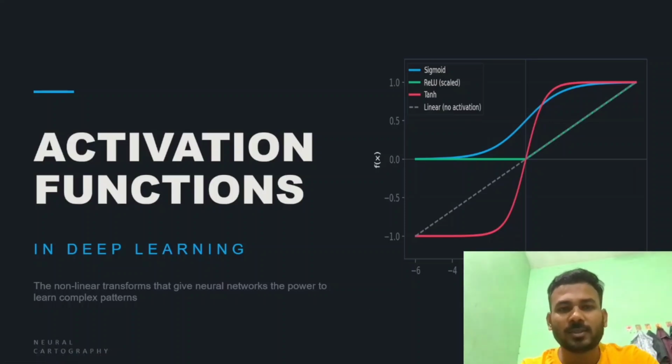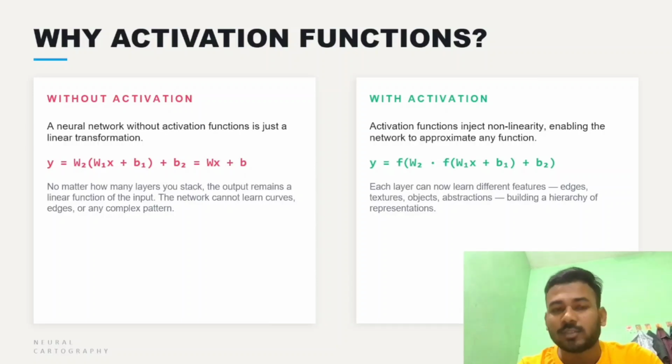So today in this video, we'll understand one of the basic and important concepts in deep learning. That is activation function. So let's understand what is activation function. In general terms, we can say that activation function gives the power to the neural network to learn the hidden patterns. Okay, why do you use activation function?